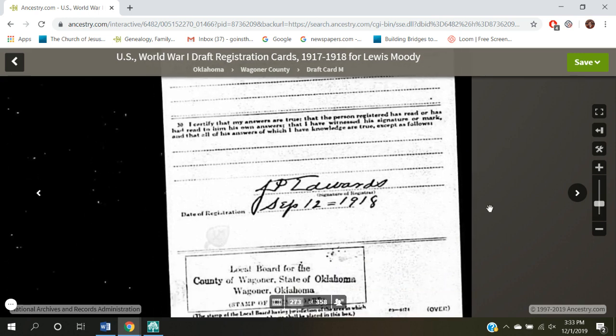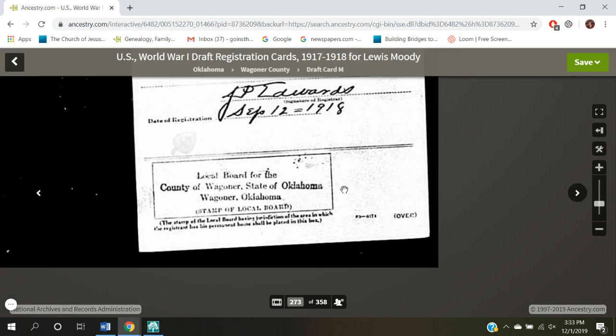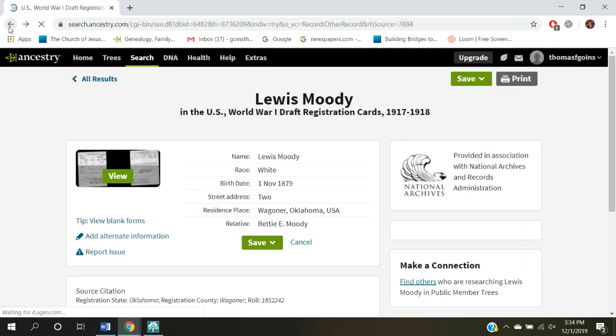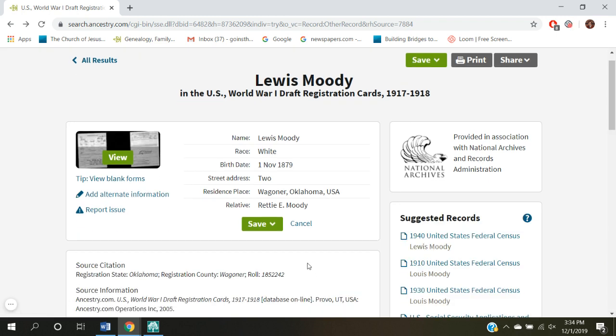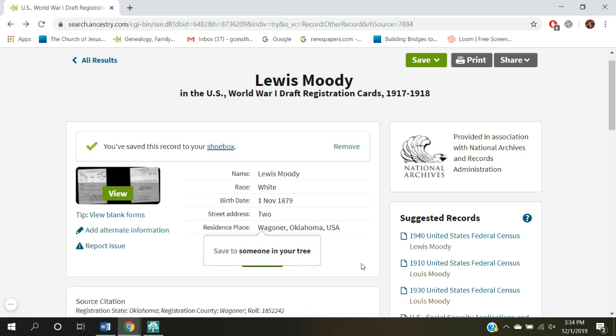And it tells you when. He went to register for the draft by September 12th, 1918. And when I say he, I mean Lewis Alexander Moody. And then down here it tells you where he actually registered for the draft, in a county office in the county of Wagoner in the state of Oklahoma. Now, I would come back by clicking the back button and come to save and put this in my shoebox, my Ancestry.com archive or file where I save stuff.